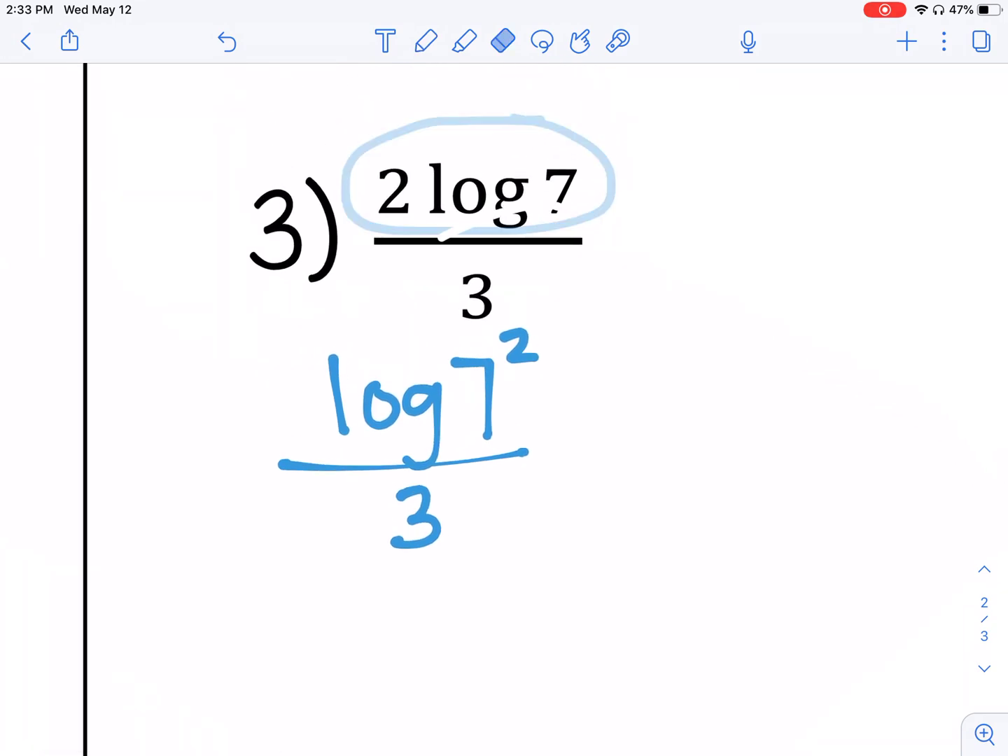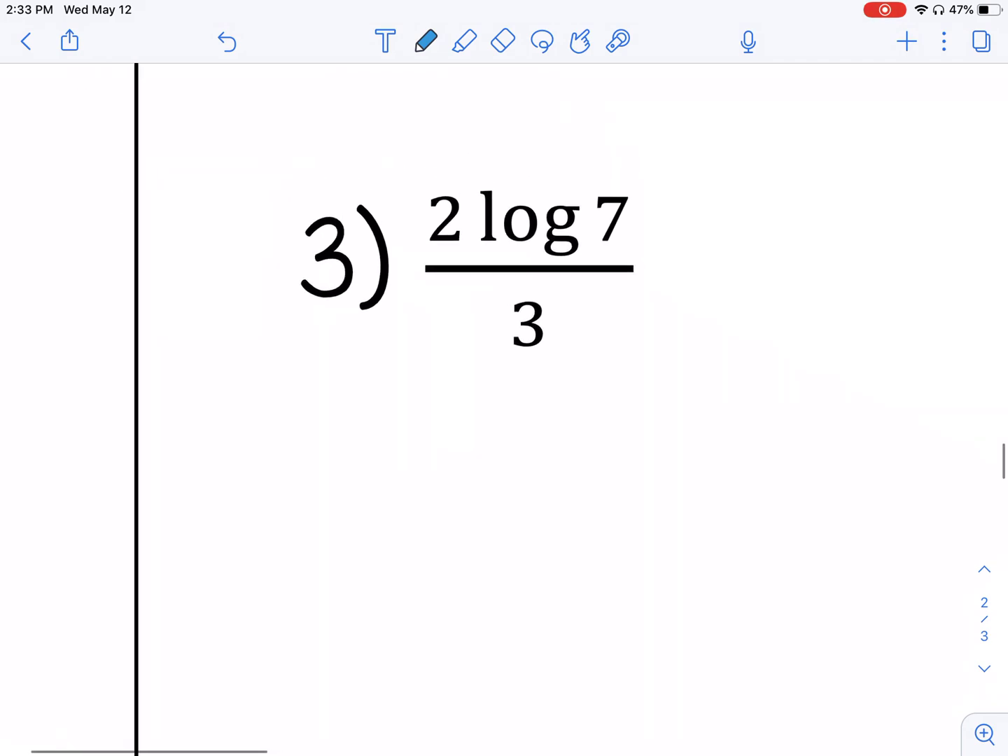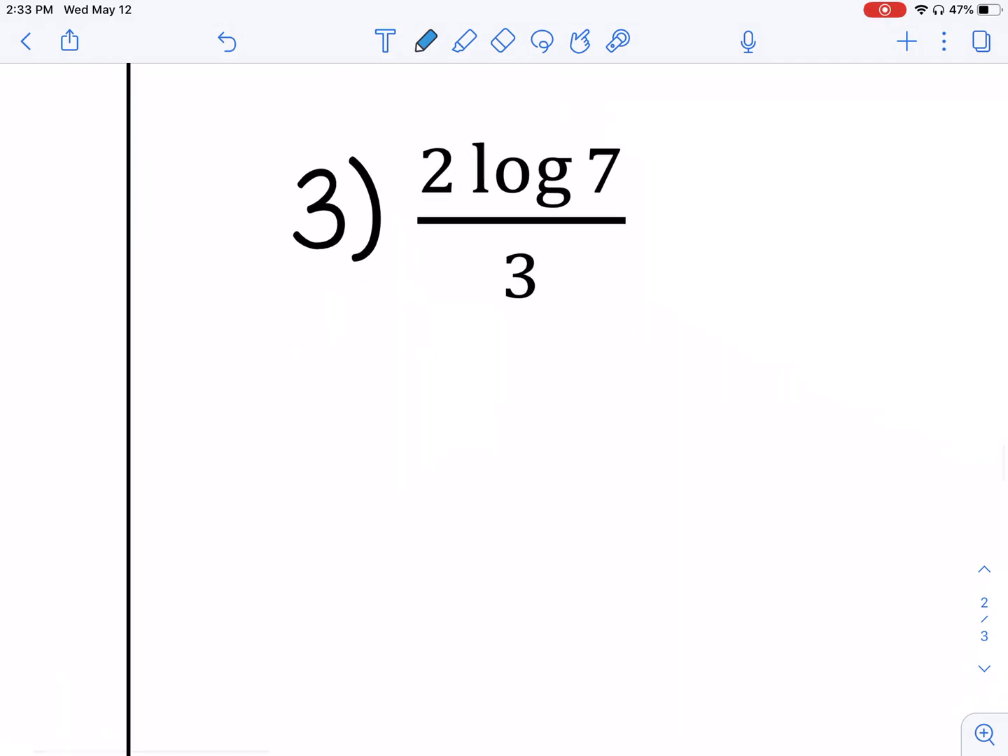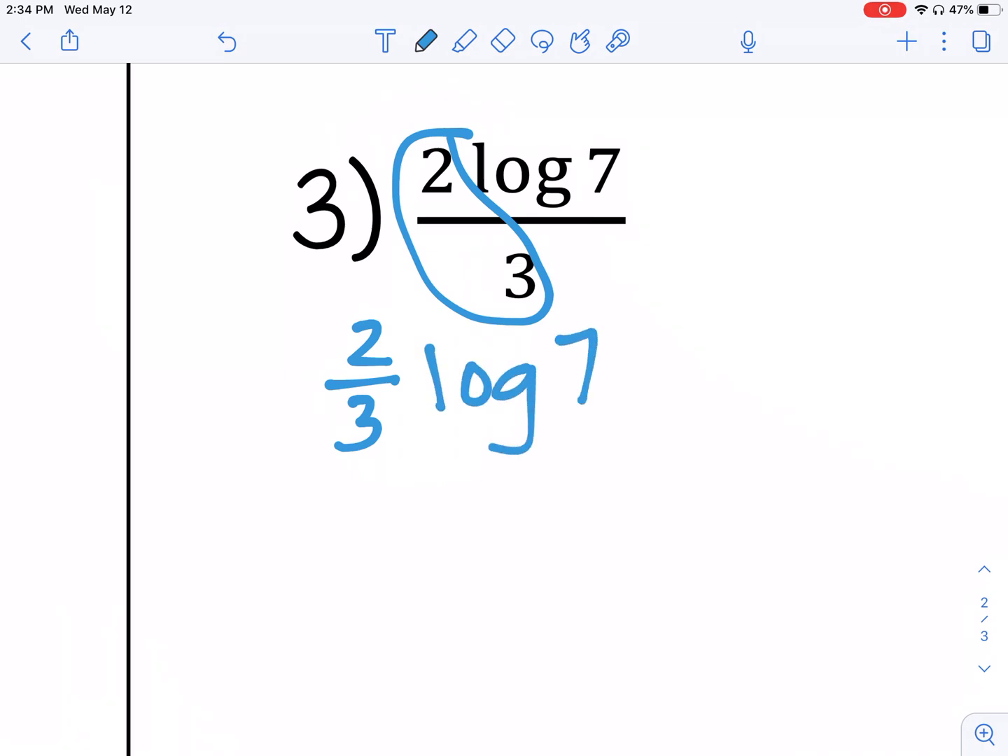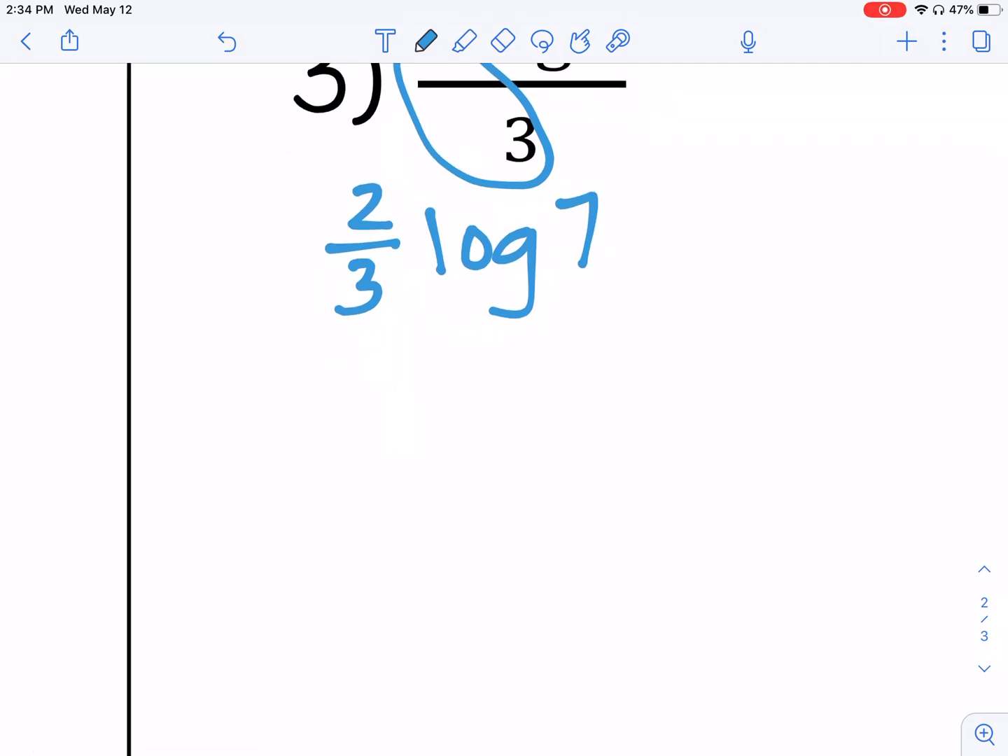I'm sorry about that, guys. What am I doing? There's no log attached to this 3. No log attached to this 3. So we really have, this one's trying to trick you, and it tricked me, and I wrote the question. So we have 2/3 on the outside, and then log of 7. With that number being written on the outside, we really are bringing that, like that's 7 to that exponent, 2 over 3. Log 7 to the 2/3 power is how we would write that one.